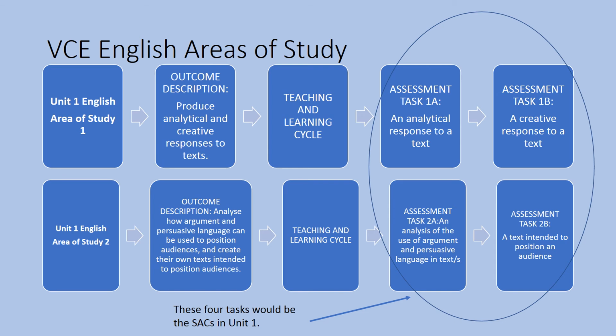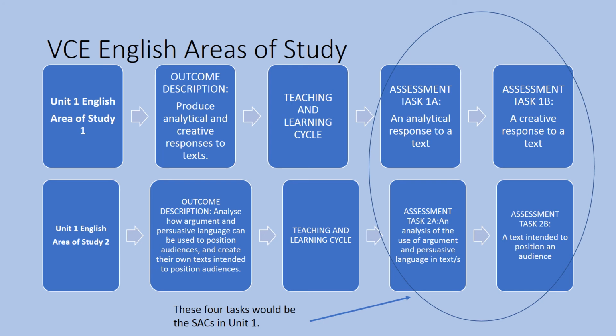So we can see here that I've put a little bit more description of Unit 1 English, Area of Study 1 and Area of Study 2. And we can see that both of these areas of study have 2 assessment tasks. So if we're looking at the first one, Unit 1 English, Area of Study 1, students are asked to produce an analytical and creative response to texts. So in this, they probably would study 2 texts. So they may study, for example, Macbeth and Gattaca, or it may be a text that has more similarity.